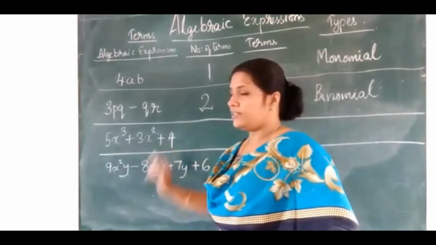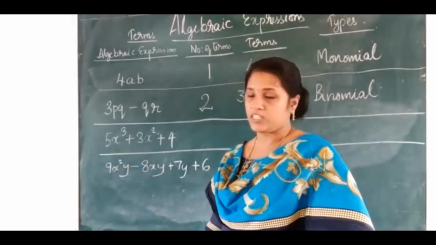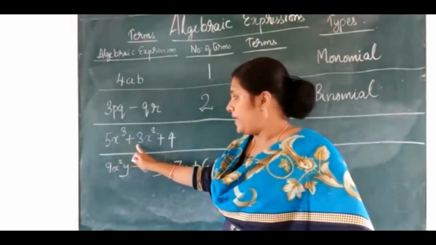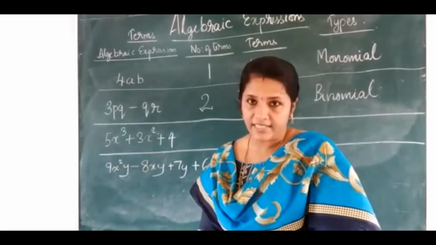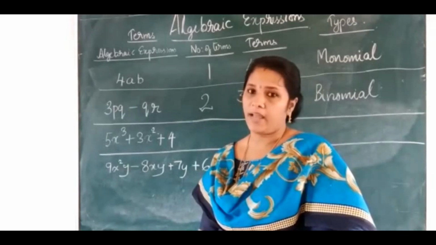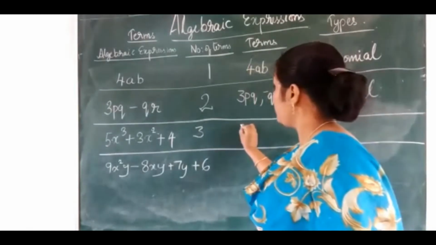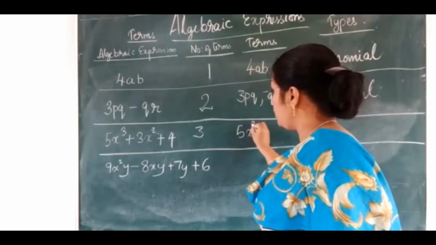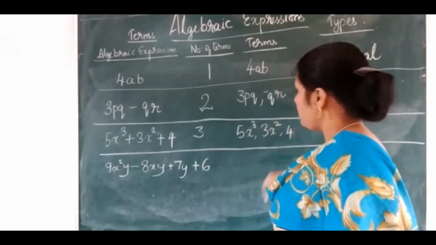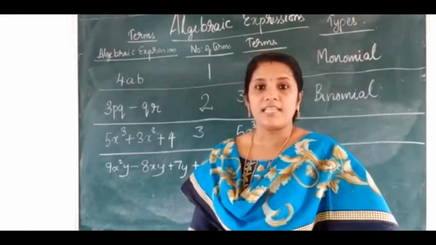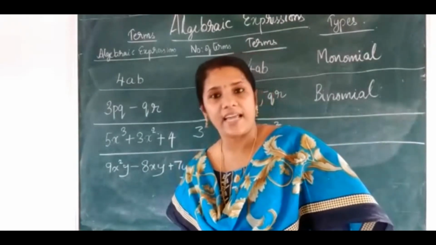Look at the third one. There are 3 terms for this algebraic expression. 5x cube plus 3x square plus 4. So 3 terms are there for this algebraic expression. We are going to write the terms also. 5x cube, 3x square and 4. Such an algebraic expression we can call it as trinomial.